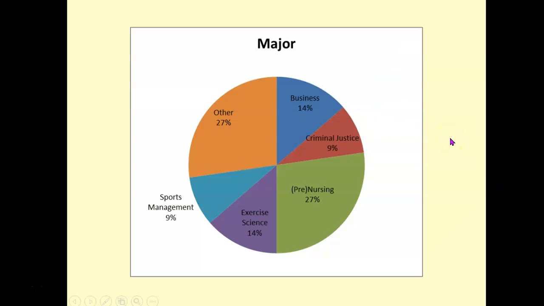A while back, not this semester, but a semester or two ago, when I asked my statistics students what their major was, here are the responses I got. The most common response was pre-nursing. 27% of the people I asked said they were majoring in nursing or pre-nursing. Other popular choices were exercise science, business, criminal justice, sports management. And then the people who said something else, either they said something that nobody else said or they were undecided, got lumped in this category here. But all of the people in my statistics classes that I surveyed that semester got divided up into these different categories. The bigger the slice of the pie, the more people there were in that category, the bigger a percentage of the whole thing that was.